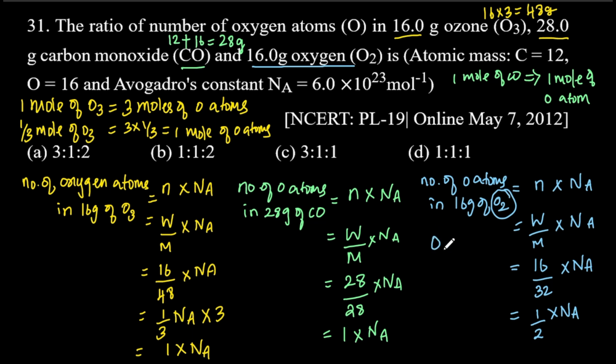Now this oxygen molecule has how many oxygen atoms? 2 oxygen atoms are there. So you have to multiply this by 2. So the number of oxygen atoms is, this 2 will get cancelled, so it is 1 into Na. So if you see the answer for all the 3 compounds, you have Na, Avogadro number of oxygen atoms. So the ratio is definitely 1:1:1. So option D is the correct answer.